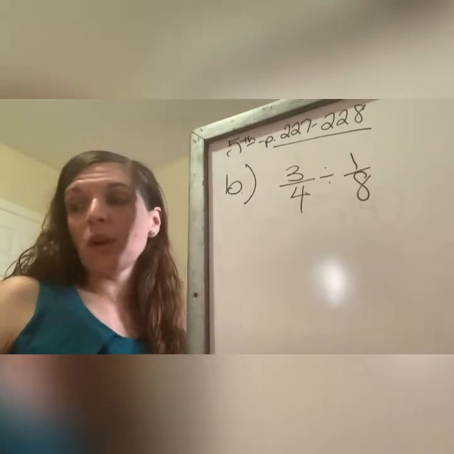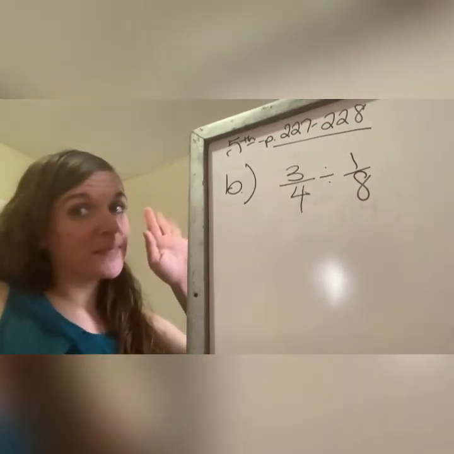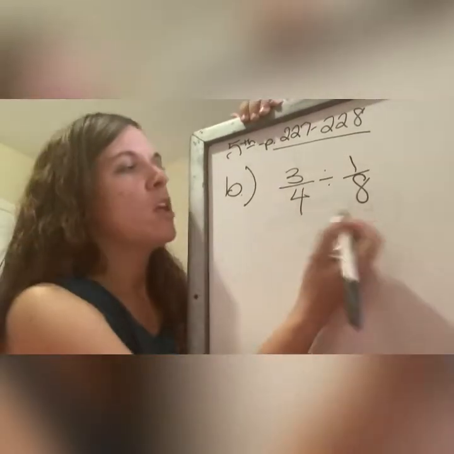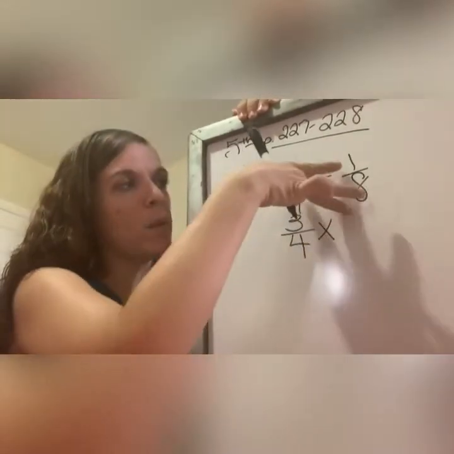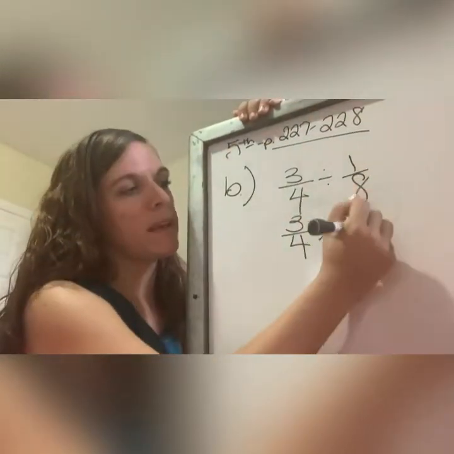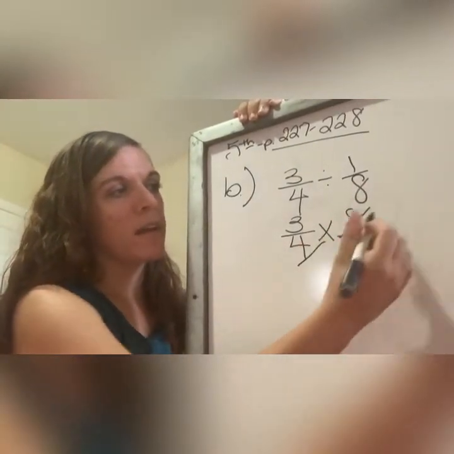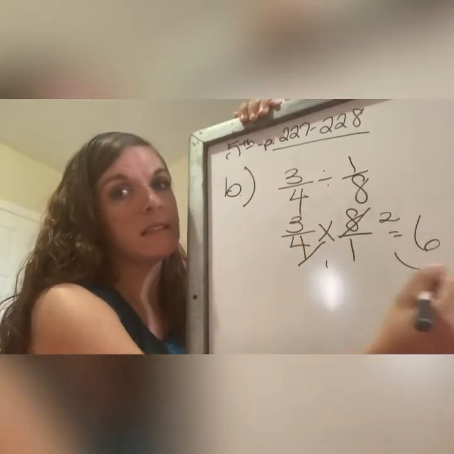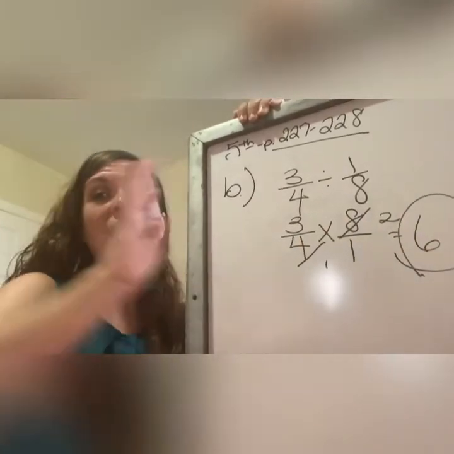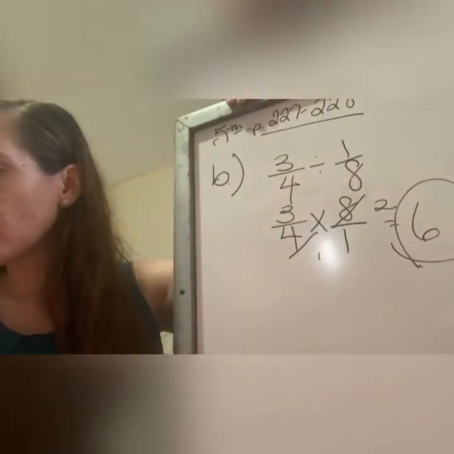Okay, raise your hand if you got the answer of 6. Let's see how. Okay, so we have 3/4 is the same, and we're going to multiply what? Well, we flip-flop and multiply here, 8/1, okay? 8 divided by 4 is 2, so 3 times 2 equals 6. Okay, now, let me show you something.